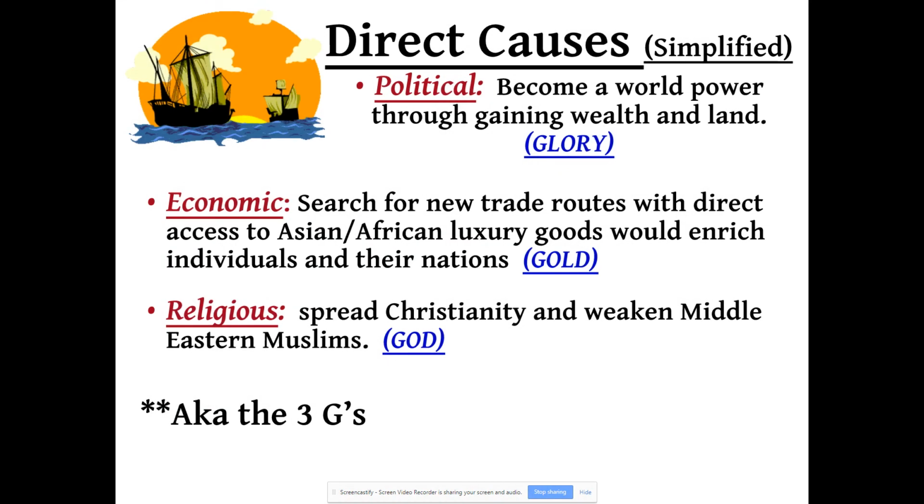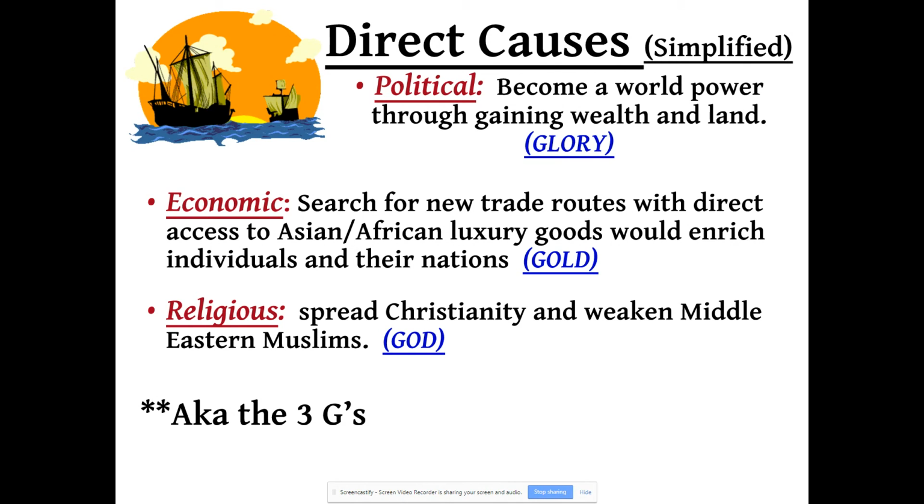So, to simplify it even further, some teachers will describe this as the 3 G's. So, glory, gold, and God. It doesn't really matter the order, but this class doesn't really frame things that way. So, an A push, understanding of this would be political, economic, and religious reasons for exploration.